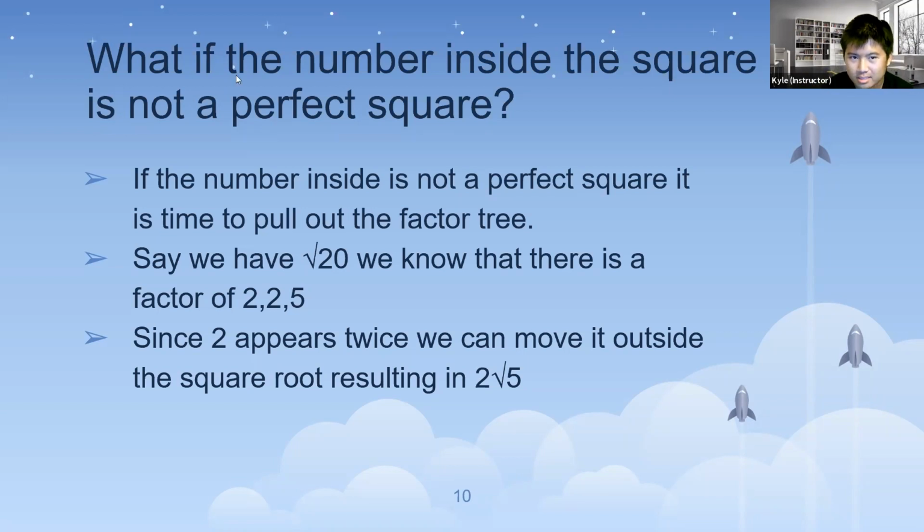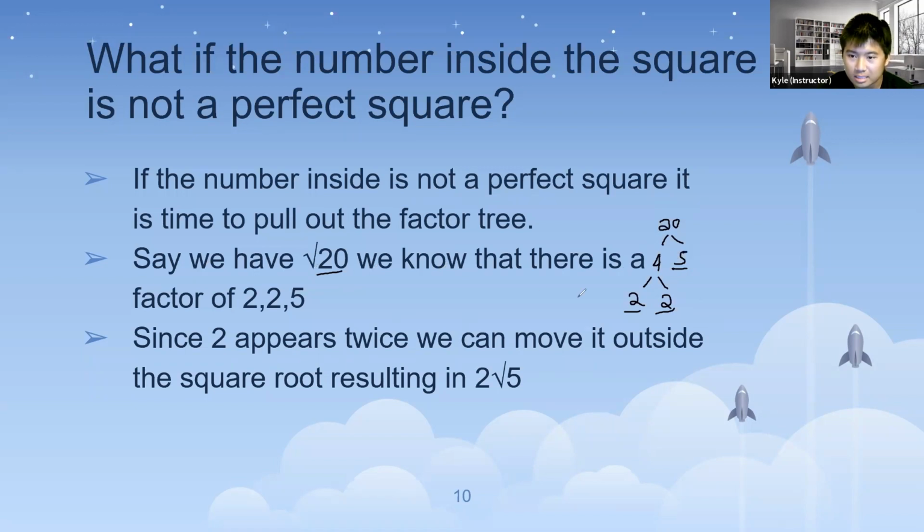So in this case, if the number inside is not a perfect square, we have to use the factor tree to try and simplify the square root as much as possible. So say we have 20 here. If we draw the factor tree, we have 20, 5, 4. You're trying to reduce it to its prime factors, so 2, 2, and 5. Now we know that there are two 2s and one 5 that make up 20.